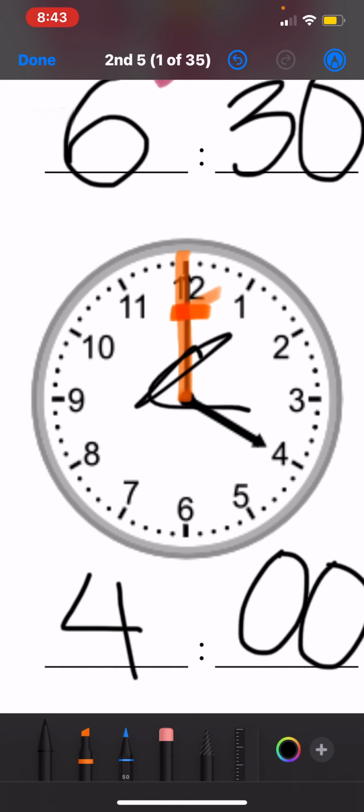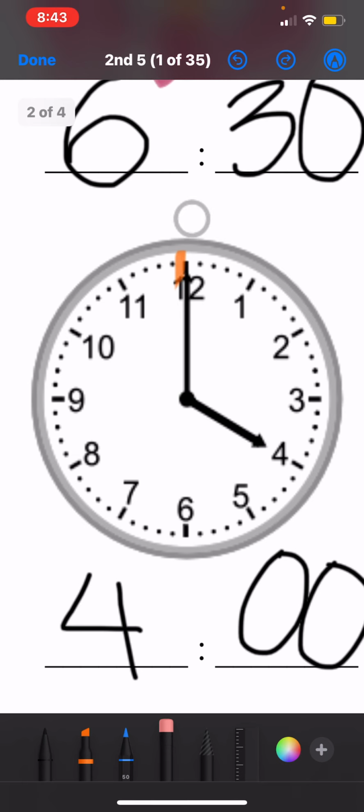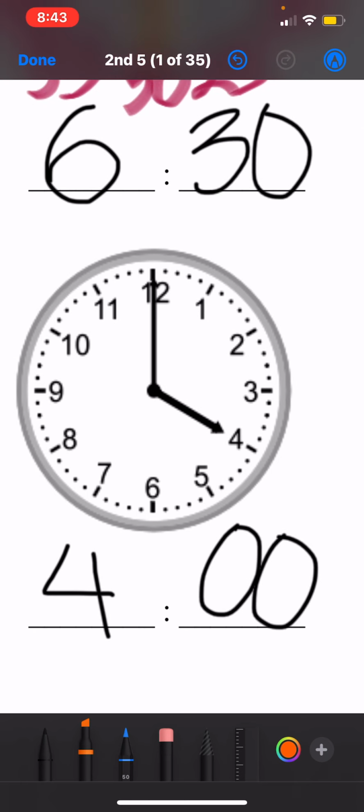You see, if the minute hand is always pointing at 12, and the hour hand might be pointing at 5, it might be pointing at 6, 7, 8, 9, or 10, that means that whatever the hour hand number goes to, it's going to be 0, 0. It's going to be like 9 o'clock, 8 o'clock, 7 o'clock. So just keep them in mind, please.